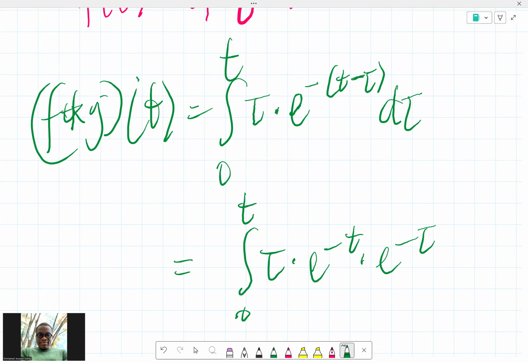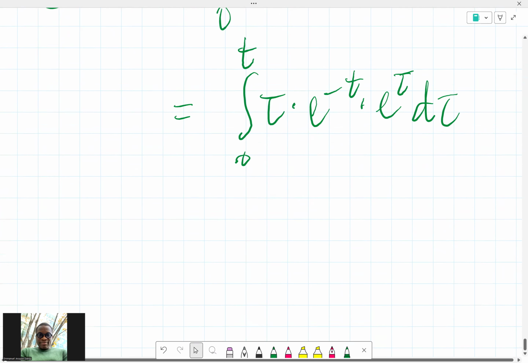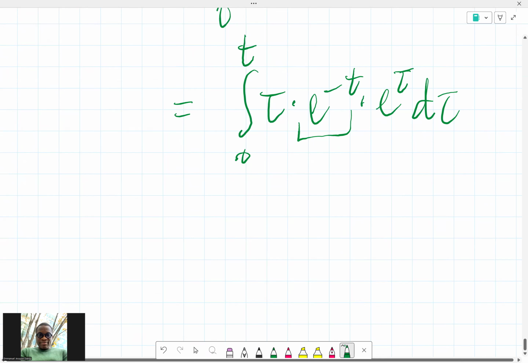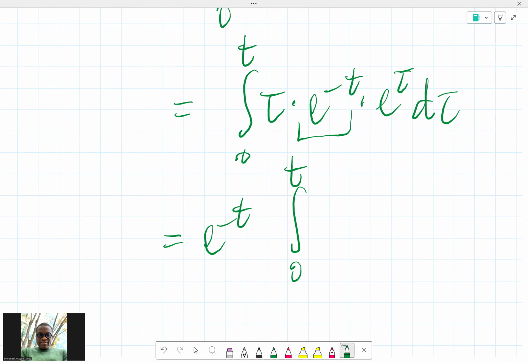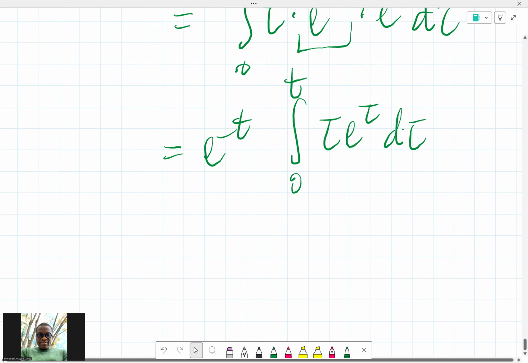Is that what that should really be? No, e raised power tau, not minus tau. Yes, this is e raised power tau, because if you expand this, minus t plus tau, we can keep only the taus alone and move out t. So this one will not be here now, because our focus is on tau. So we have e raised power minus t out here, integral from 0 to t, then tau e raised power tau d tau.